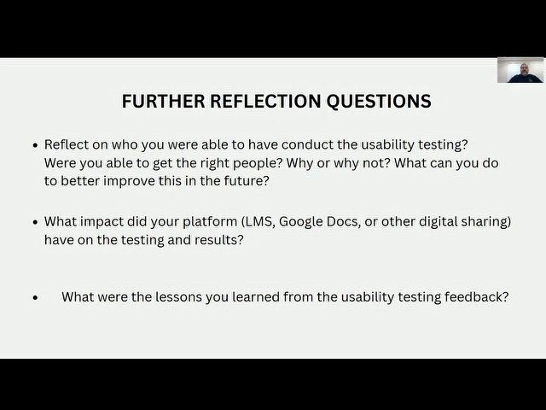The platform did not have any large effect on the testing and the results since Google Classroom is the LMS for my district. The lessons I learned from the usability and testing feedback was that I need to improve on visuals and possibly scale back assignments and have them organized more in a way where you can tell when things are due.